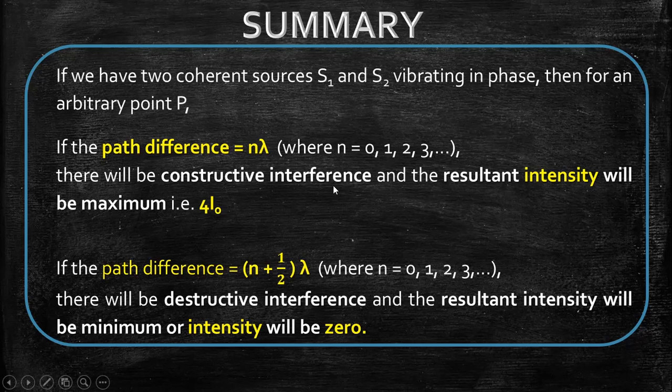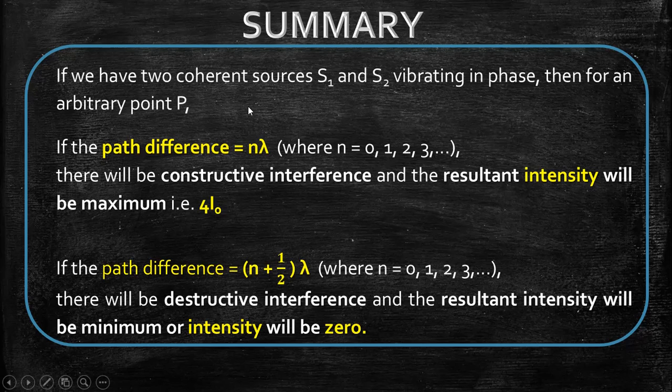Then you will have a constructive interference, and the intensity will be maximum, and its value is equal to 4 I naught, where I naught is the intensity of any one wave. Then if the path difference is equal to (n plus half) lambda, fractional part of lambda, where n can take 0, 1, 2, 3 and so on, in such case the destructive interference will take place, and resultant intensity will be 0. These are the two important conditions you should remember.